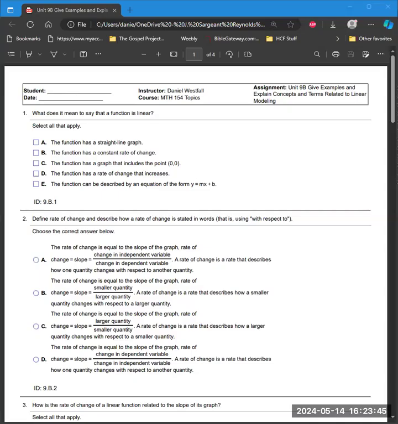In this video, we're going to give examples and explain concepts and terms related to linear modeling from Unit 9b. What does it mean to say that a function is linear? It means that a function has a straight line graph. It means that the function has a constant rate of change. And it means that the function can be described by an equation in the form of y equals mx plus b.